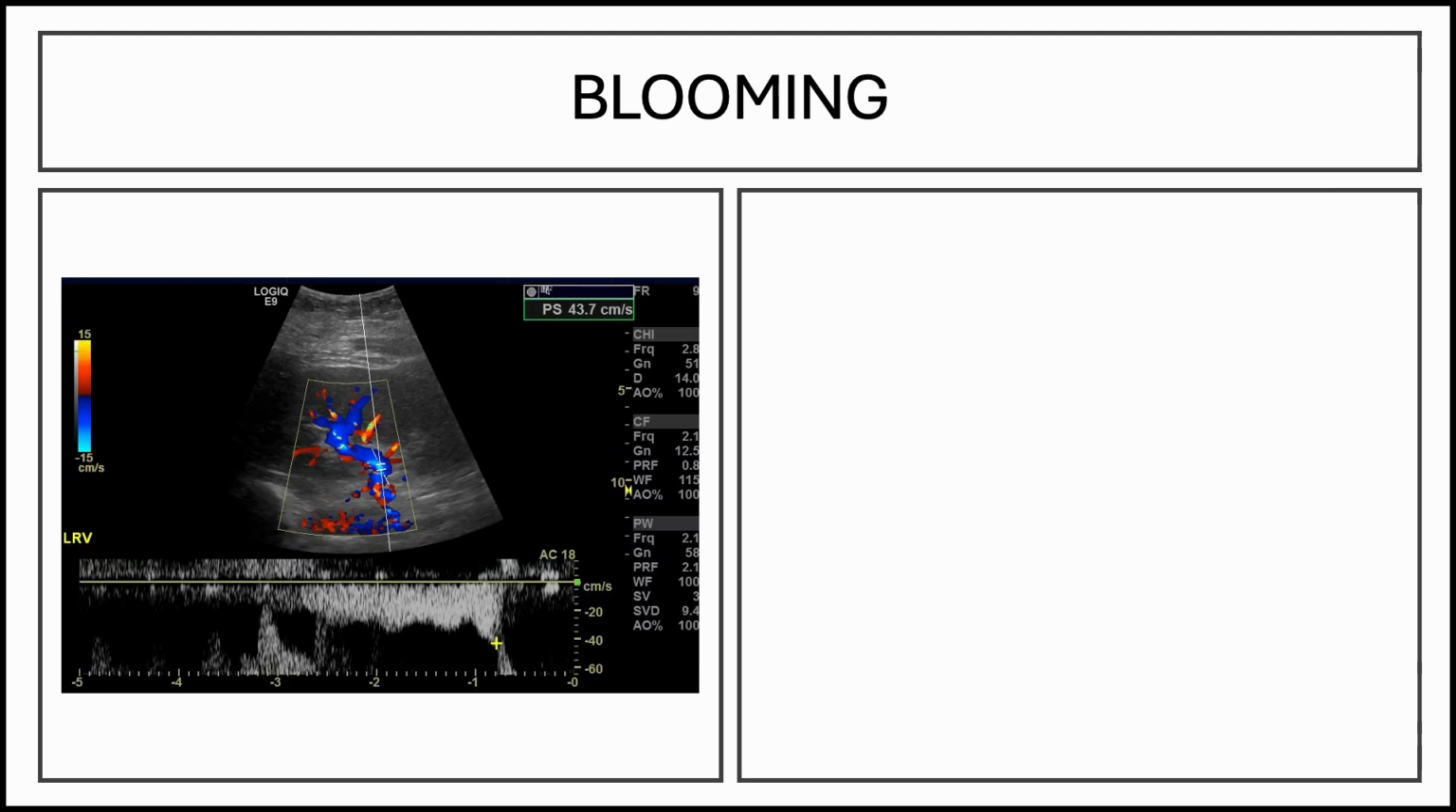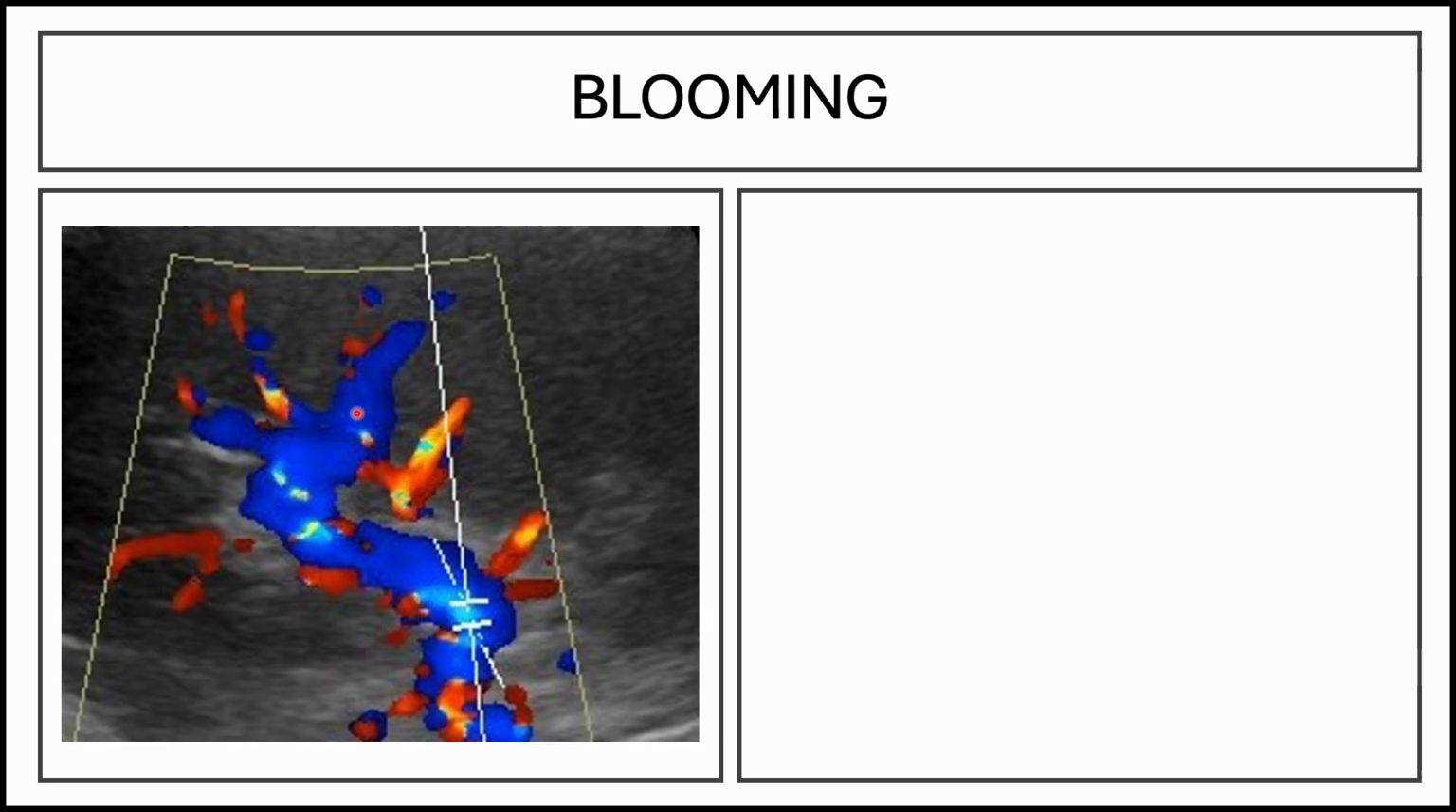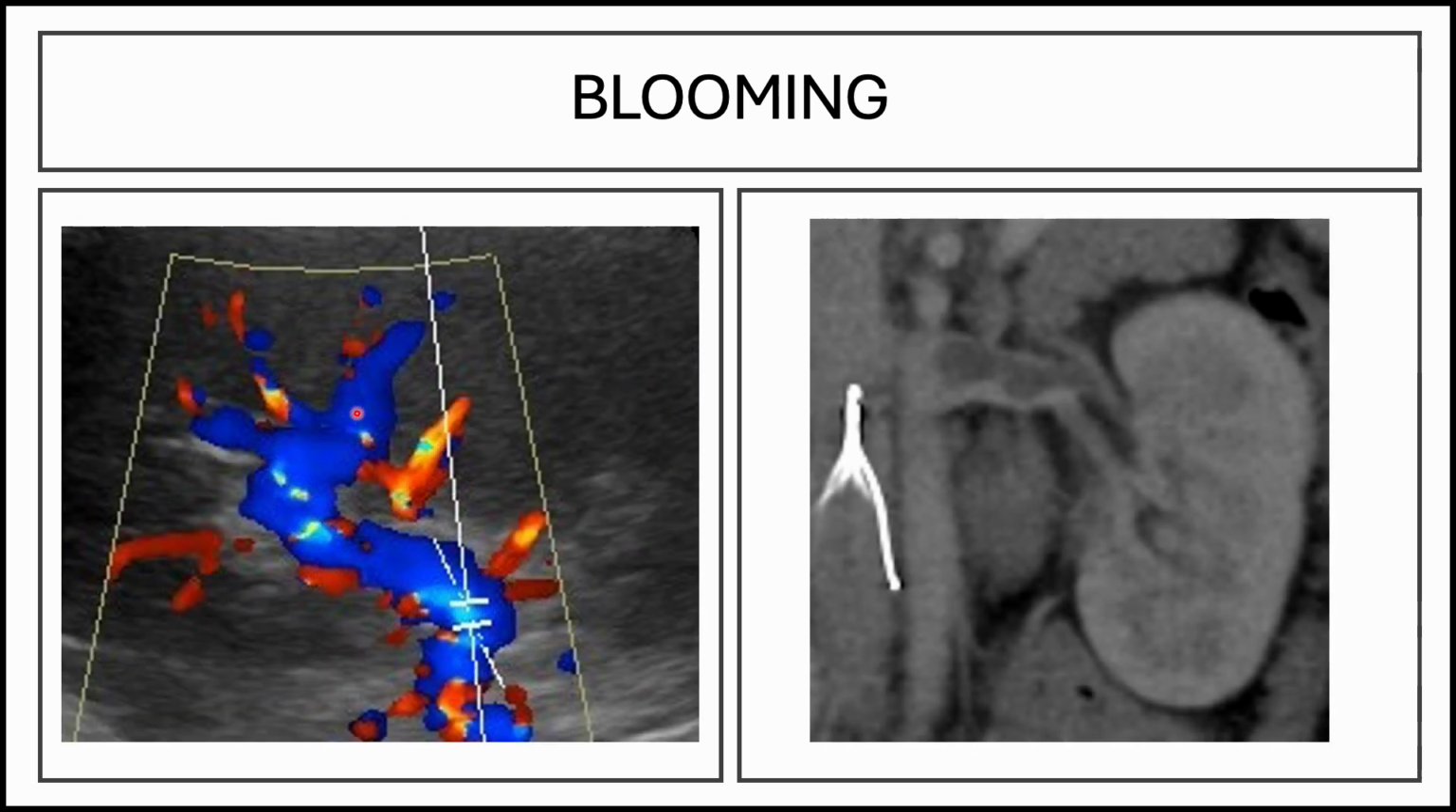And so here's an example of a color Doppler image where we're looking at the renal vein. There was concern of renal vein thrombosis, and it looks like there's no renal vein thrombosis, but we ended up getting a CT scan of that same area, and sure enough you can see this non-occlusive renal vein thrombosis. And so the reason that we're getting this is because of blooming artifact.